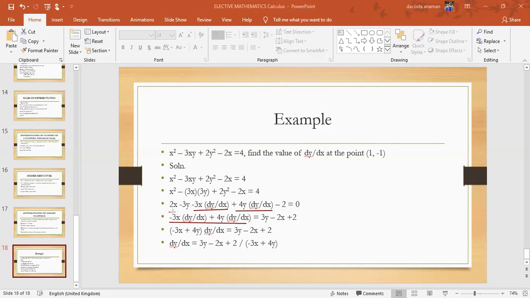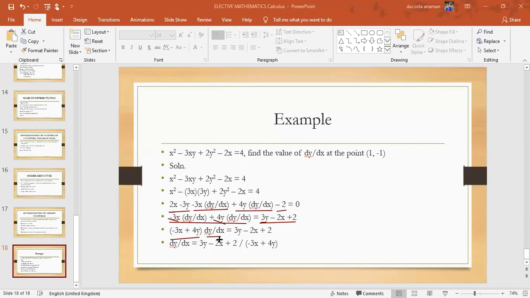Then you group all the others, which is 2x, minus 3y, then minus 2, at another side of the equation, which will give you plus 3y, which is negative 3y here. When it comes here, it becomes positive. Positive 2x here, when it comes here, it becomes negative 2x. Then negative 2 when it comes here becomes positive 2. Is that okay? You group that one too at one end of the equation. You sort it out, you factorize. You get negative 3x plus 4y, then you have the similar variables here, which is dy/dx. You put those together.